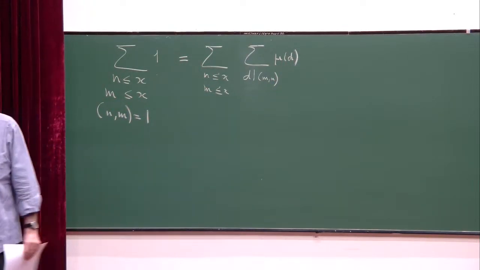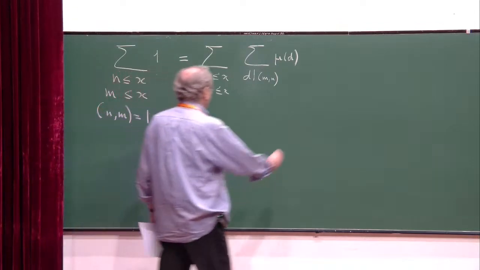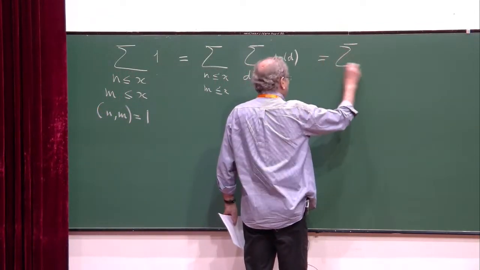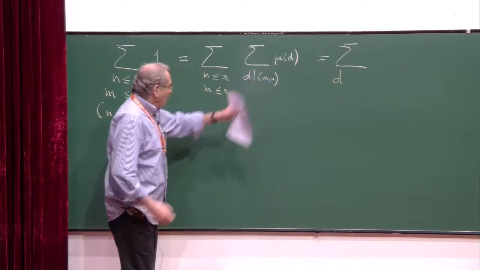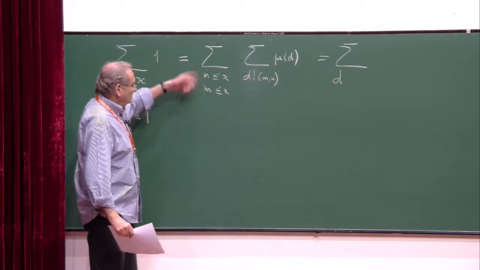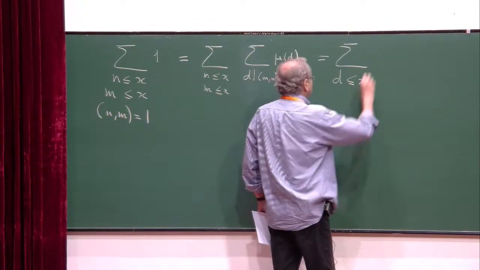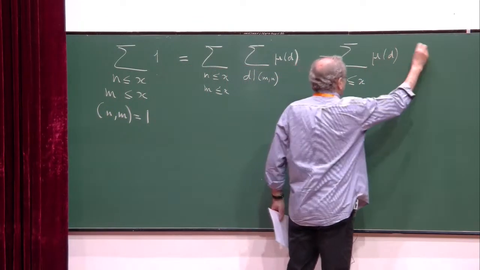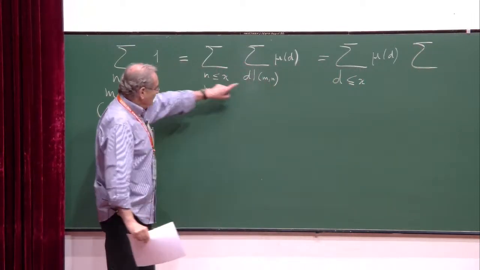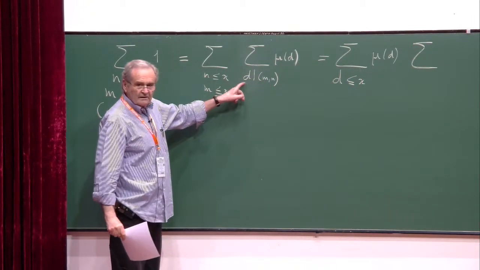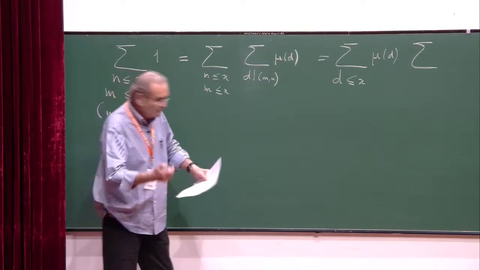And now you are happy, you have sums, more sums, and so you are exchanging this, and you say this is the summation over d. Well, since you are dividing x, you may assume that d is at most x. This is not too bad, mu of d. And then you are summing m and n such that n is divisible by d and m is divisible by d. So by the way, here it is the same sum even.